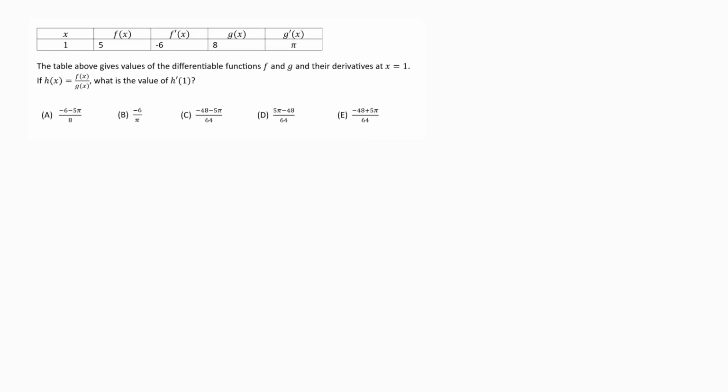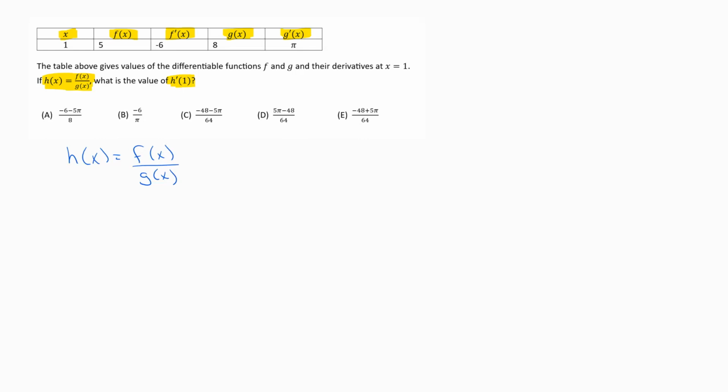In this example, we're being given a table of values up above for both f of x and f prime of x, and then g of x and g prime of x at a singular specific x value of 1. And then they're talking to us about this h of x equation. And the question wants to know, what is the derivative of h at that point 1? So to do this, we will need to find the derivative of the h equation.